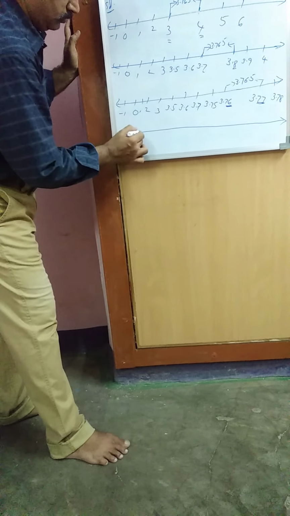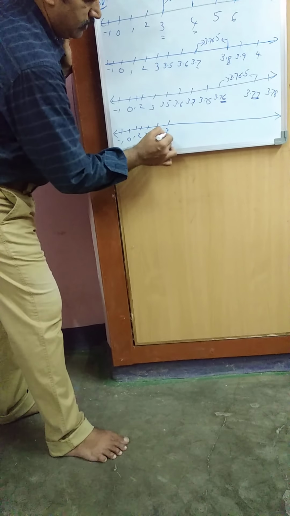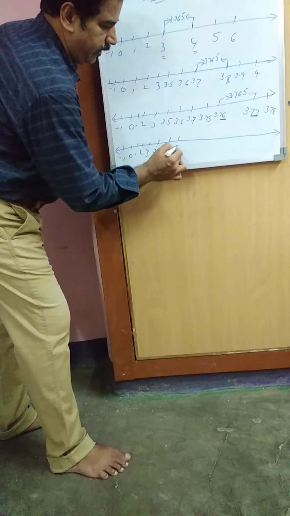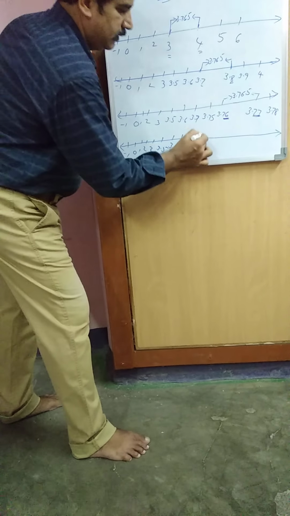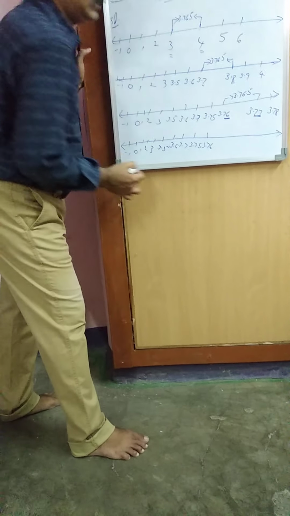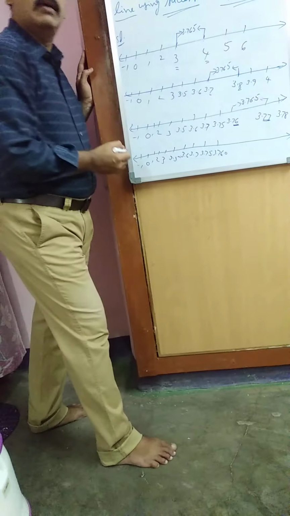1, 0, 2, 3, 3.5, 3.6, 3.7, 3.75, 3.76. 76 means 760 in the thousandths place, so 3.76 is 3.760.